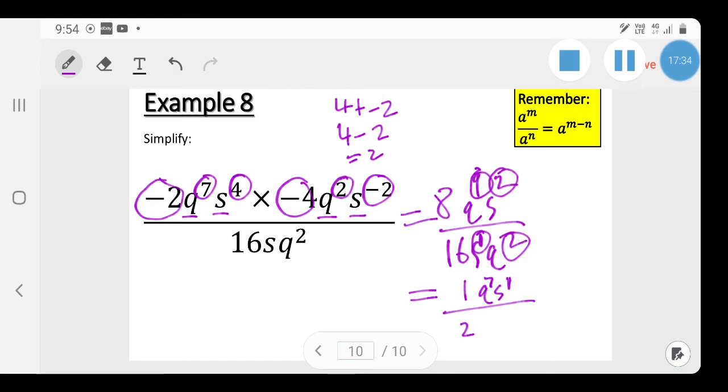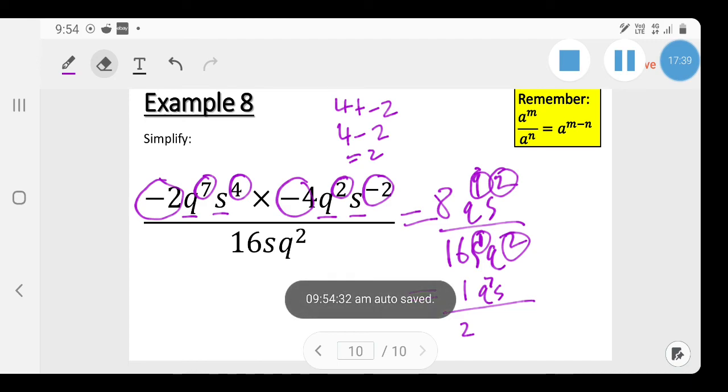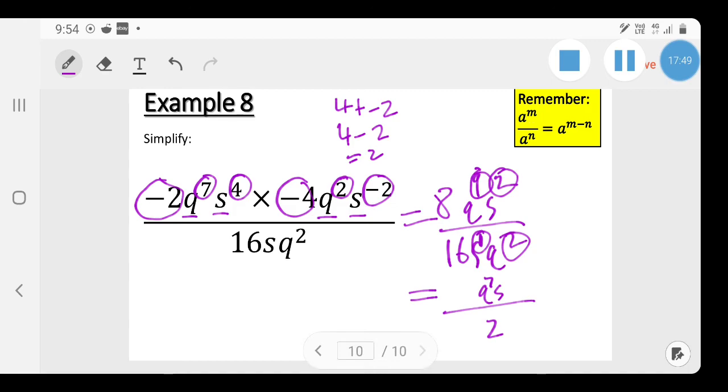But once again, that answer looks goofy, because S to the power 1 is just S, and 1 Q to the 7 S is just Q to the 7 S over 2. I'm going to shift that 2 over here. And there we go. We just did 8 examples, building our way up from easy to hard. And hopefully that was enough for you to be able to do the second worksheet.